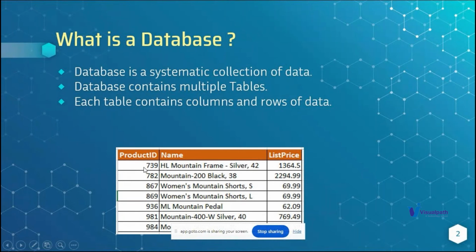So I have given a product table example here. In this product table, how many rows we have? 7. 7 rows. Each horizontal line is a row. We have 7 rows and 3 columns. Product ID, name and price are the 3 columns. Okay.